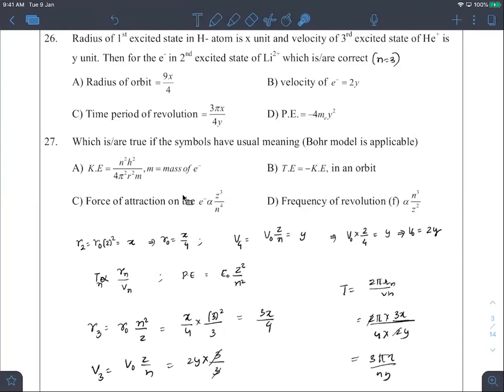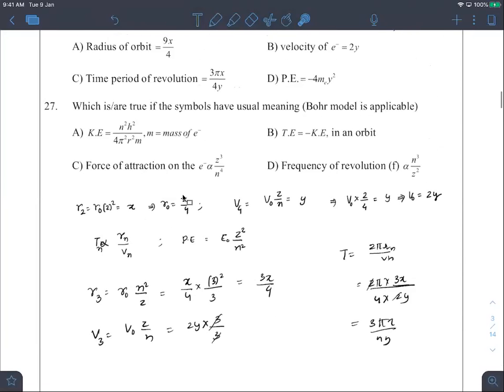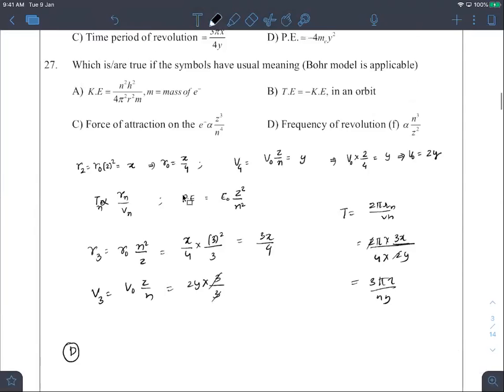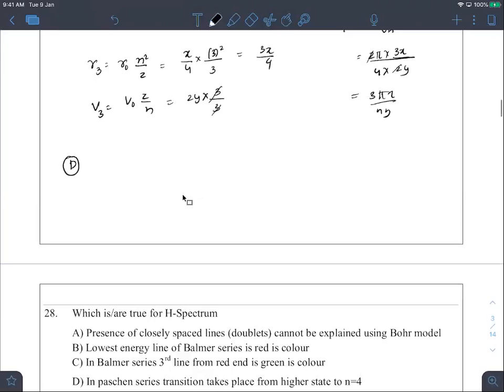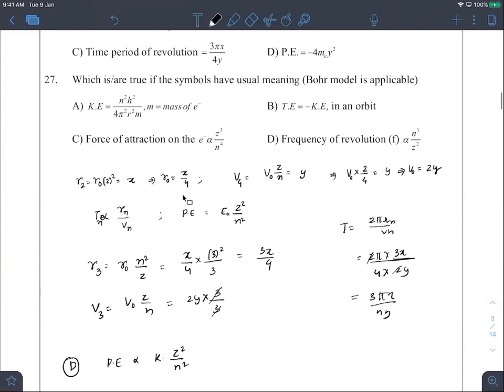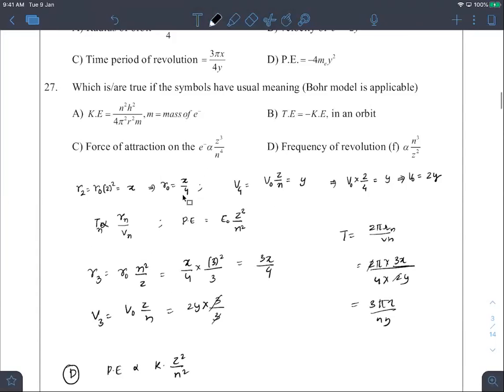Okay, sir. Okay, now check this D part. Ranveer, check the D part, beta. See, in fact, any form of energy will always depend upon some constant into Z square by n square. So potential energy would be equal to, now he's written in terms of mass of electron, correct?